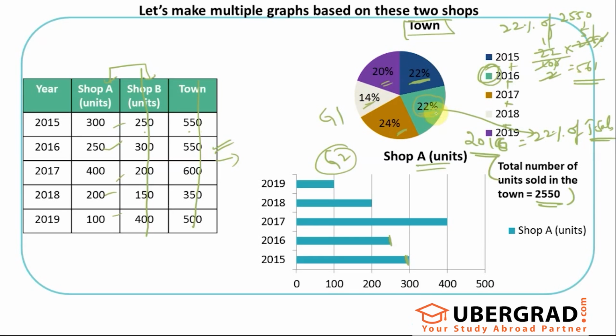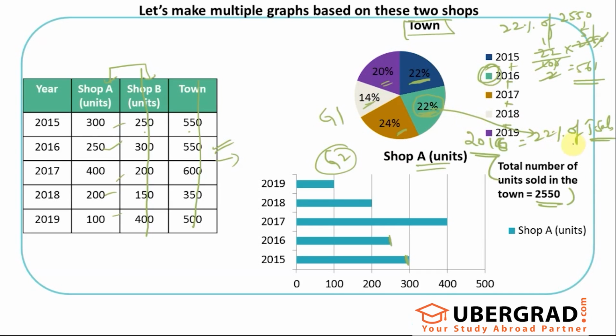If I add up, you see 22 plus 22, plus 24 is 68, plus 14 is 82, plus 20 is 102. The whole thing is coming as 102%, right? That's because the values were approximated while this graph was constructed. You won't see that happening in the actual question, so don't worry. I'm just showing you how it is done.